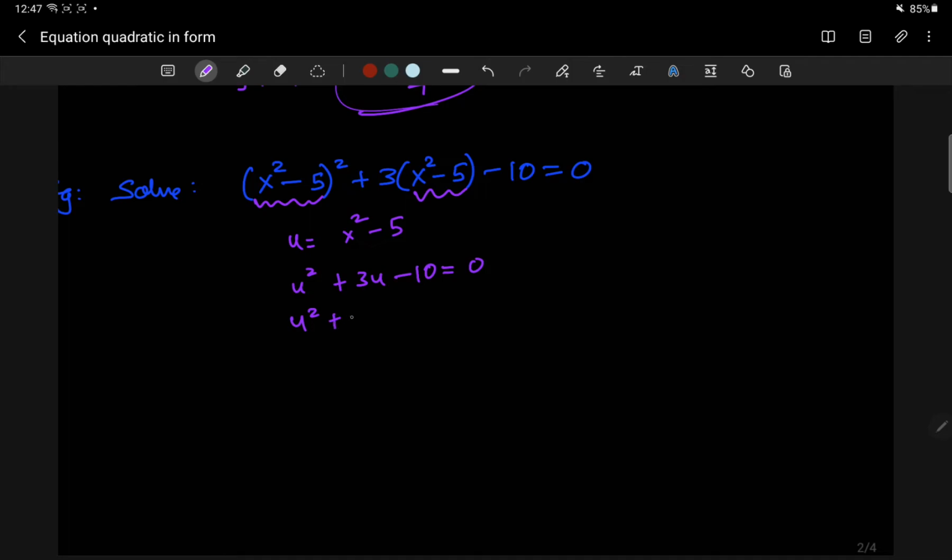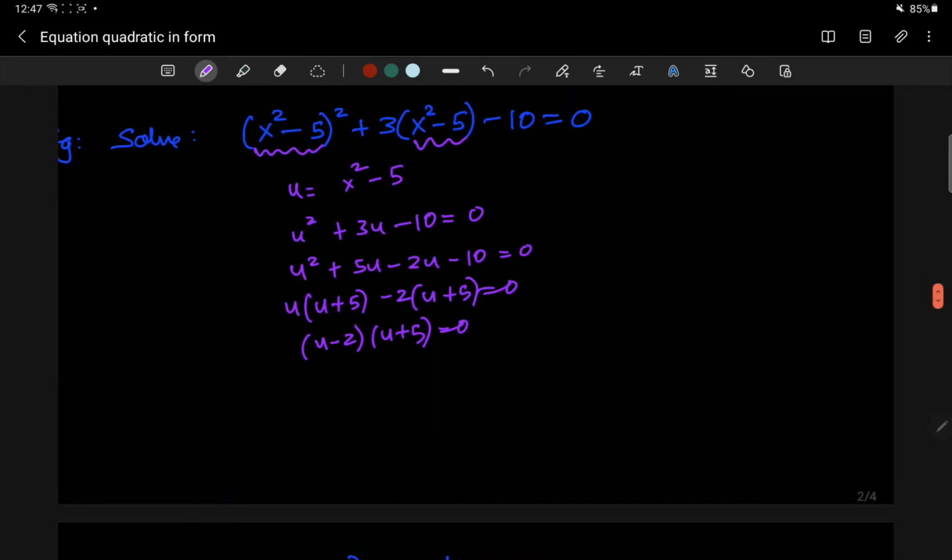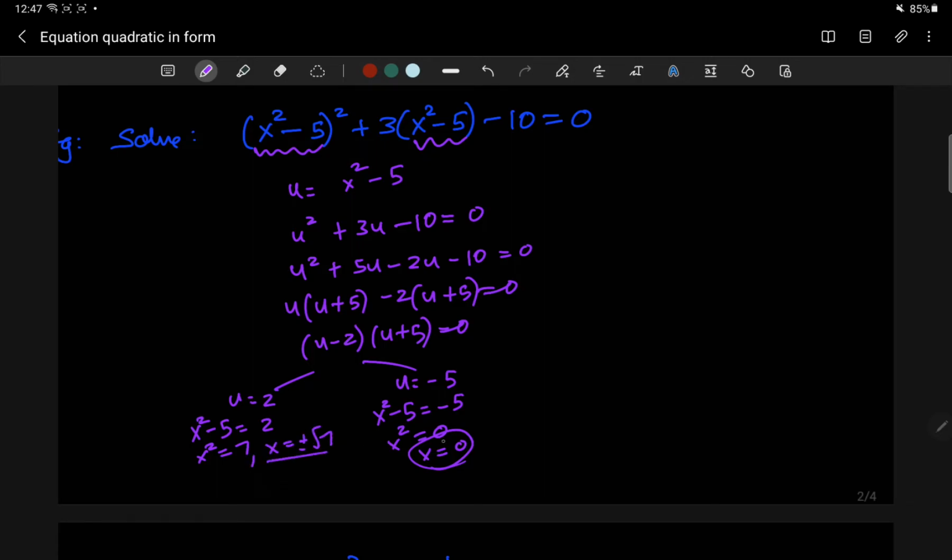Okay, so I'm going to split the middle term here, 5u and negative 2u, to get u plus 5 minus 2, u plus 5, giving me u minus 2 and u plus 5 equals 0, which eventually gives me u is 2 and u is negative 5. Okay, so I have x squared minus 5 is 2 and x squared minus 5 is negative 5. This gives me x squared is 0, or x is 0. This gives me x squared is 7, or x is plus or minus root 7.